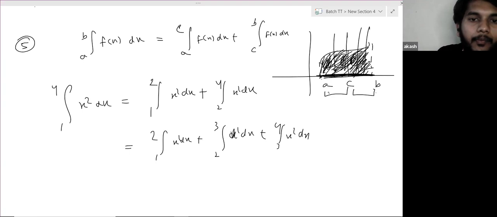Same thing I did if I had 1 to 4 integration. So what I did, I know that 2 comes in between 1 to 4. So I broke it down into 1 to 2, then 2 to 4.